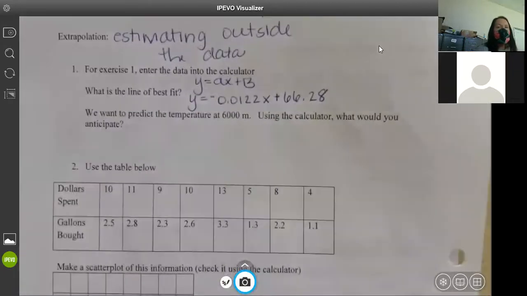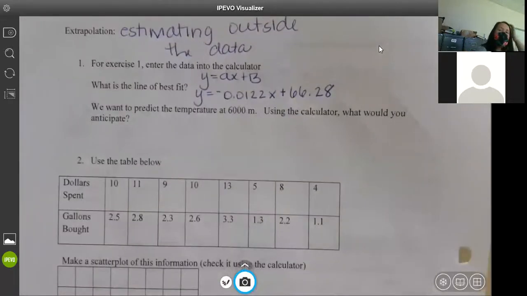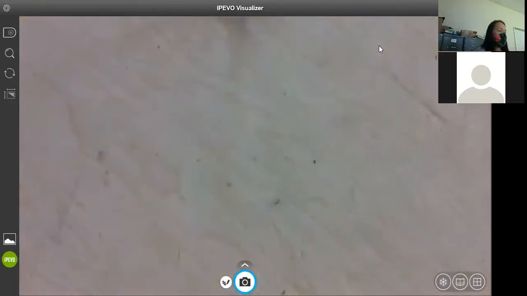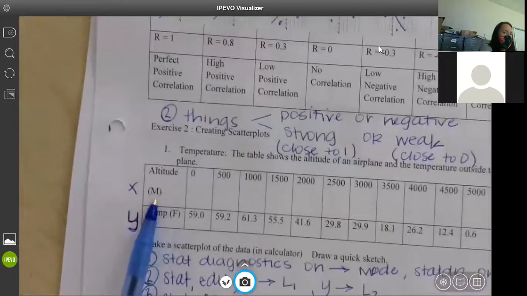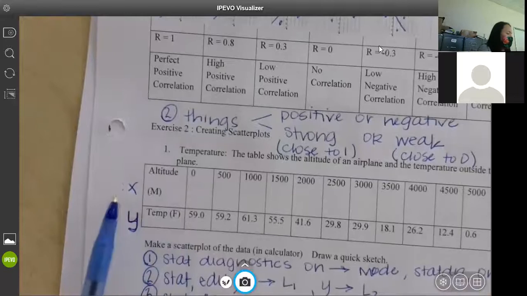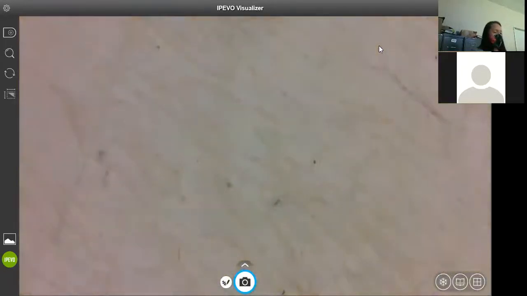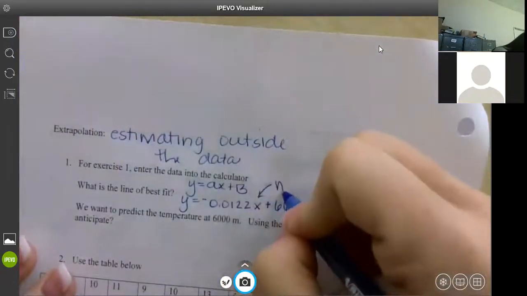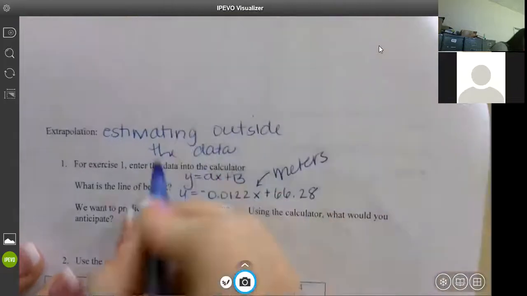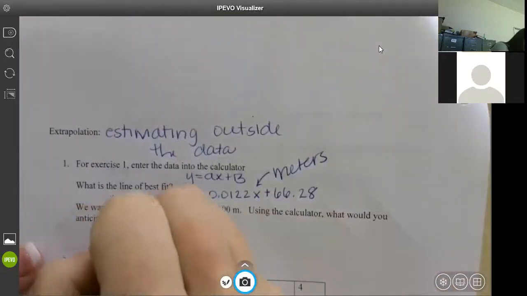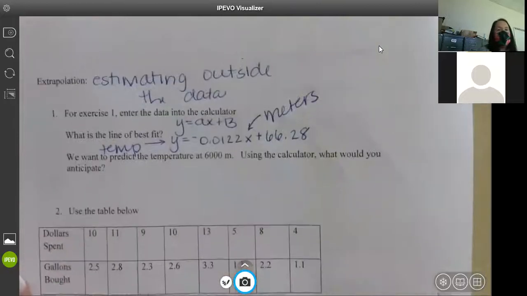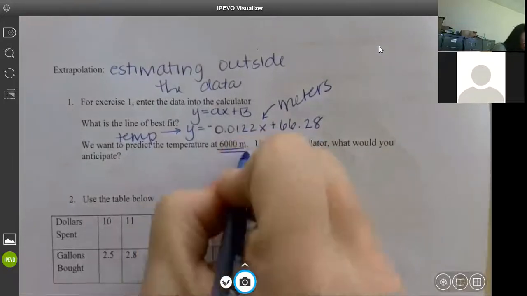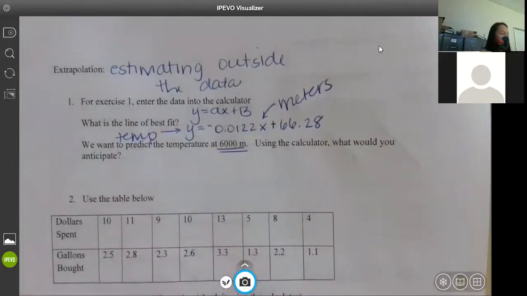All right. The next part says we want to predict the temperature at 6,000 meters. If we go back, I'm just going to show you. X was meters, Y was temperature. Okay. We want to predict the temperature at 6,000 meters. So where would that go? Would that go in Y or would that go in X?